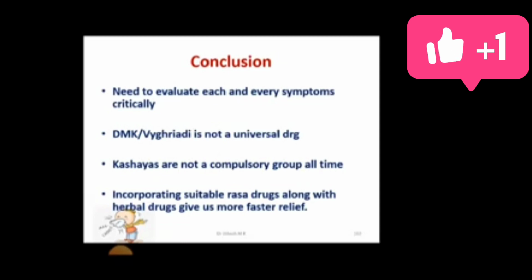Blindly, you are not supposed to give Dasamulakatutrayam or Vyaghriharitaki. These are not the universal drugs. Talisapatradi Churna or Talisapatradi Vataga are not the universal drug in Kasa. Agastya Rasayana is not the universal drug in Kasa or Shwasa. These are the main things what we have.